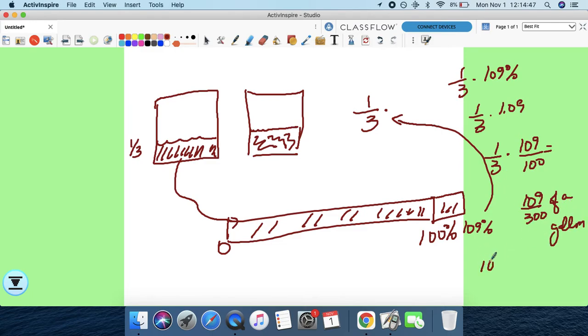Notice that 100 over 300 would be 1/3. So this is a little bit greater than the original value, which is 1/3 of a gallon. Okay, 9% of 1/3. So there is your answer right here.